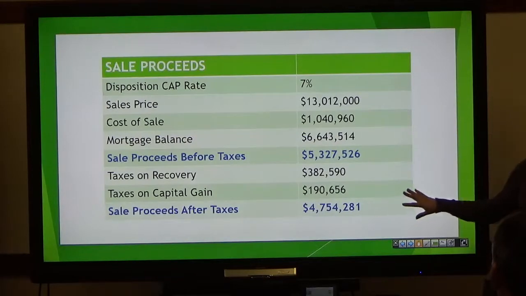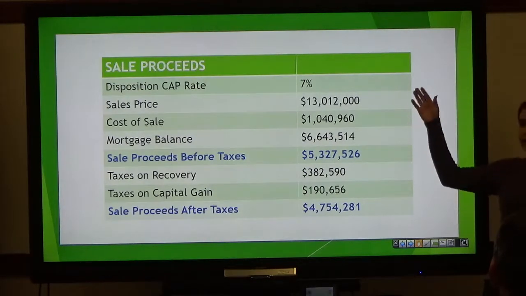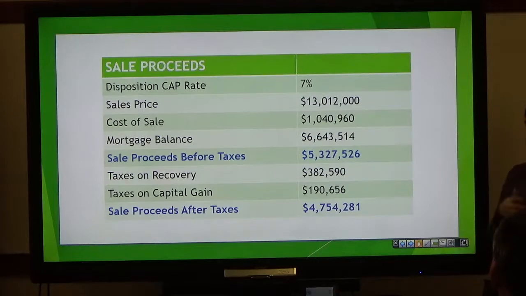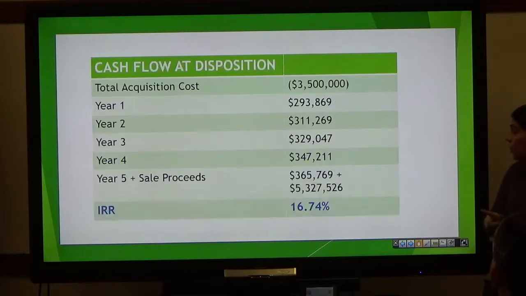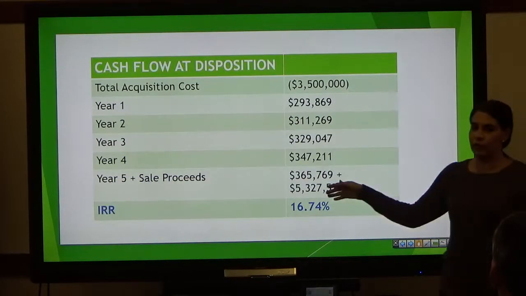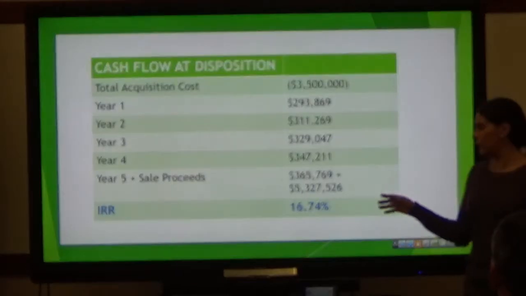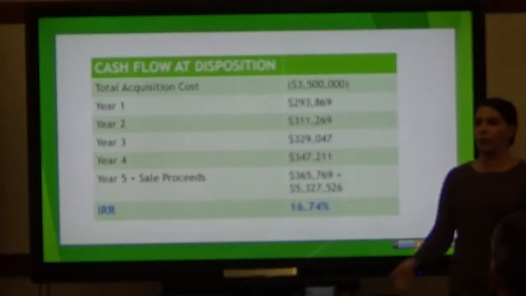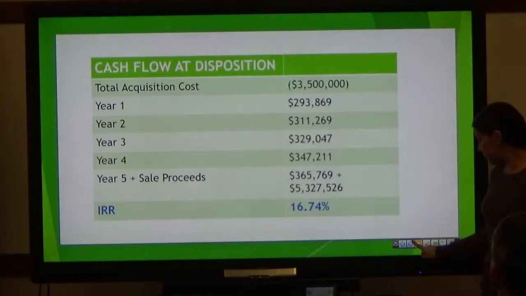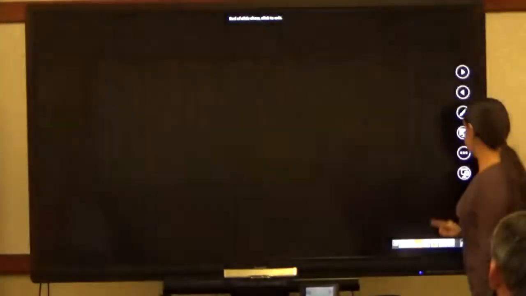And then my sales proceeds, again, basic numbers, important numbers, so you can explain to your audience. And my cash flow in a summary, so that I can show and wrap it up with my IRR. And that's it.